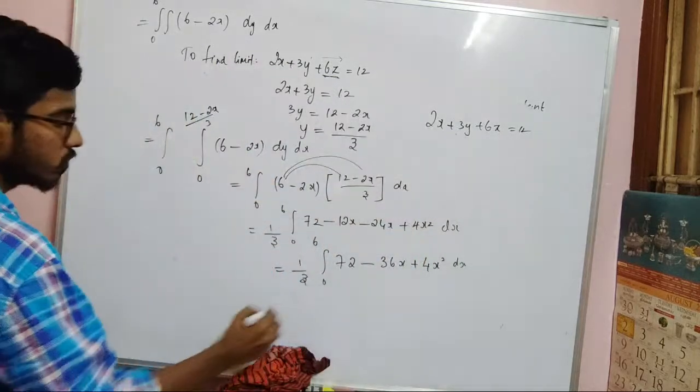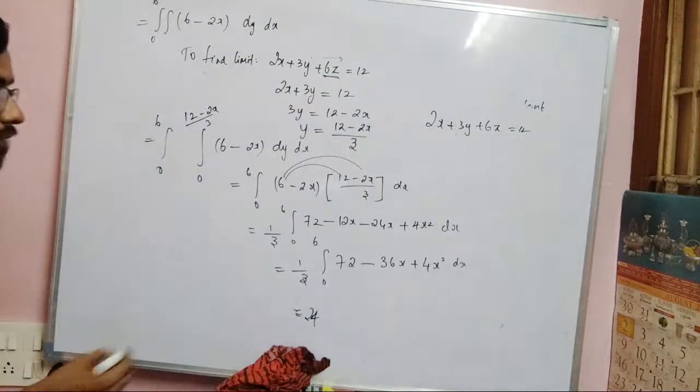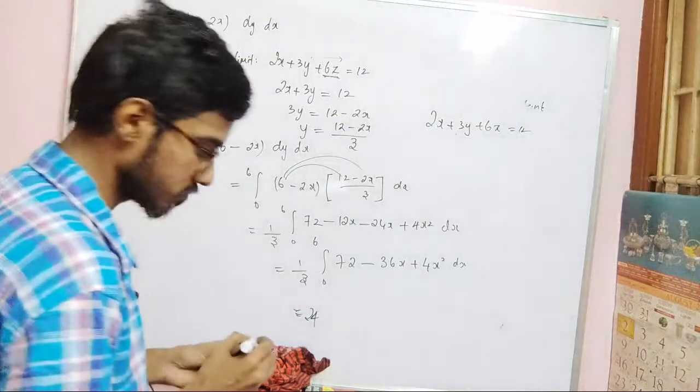So we get the answer to be equal to 24. So this is a very easy process. Upper limit and lower limit will give 24.